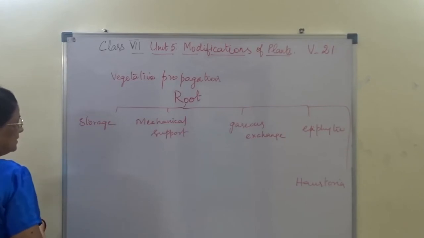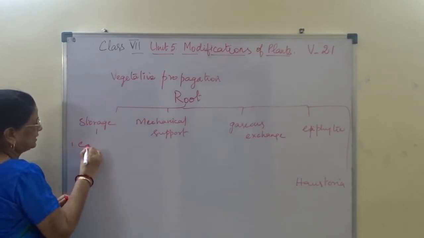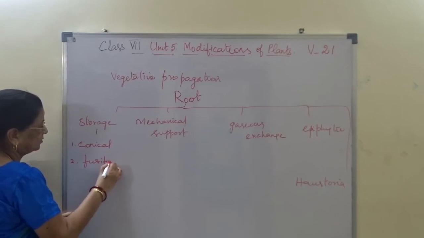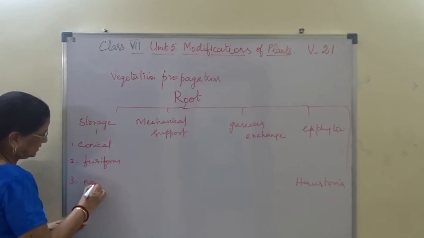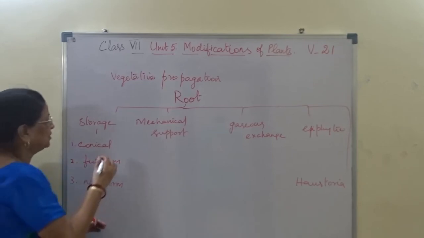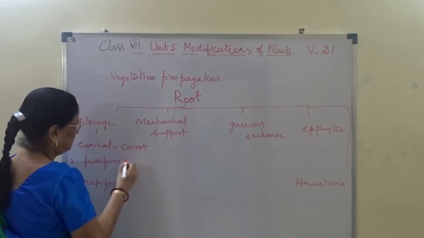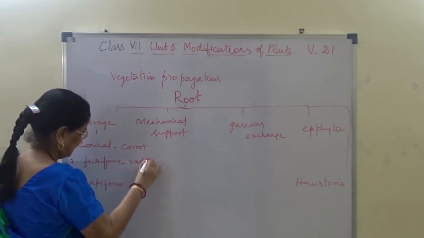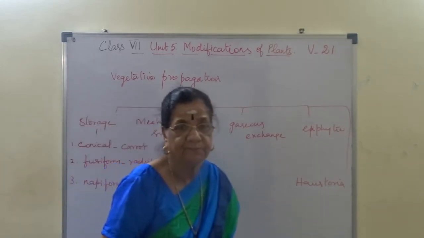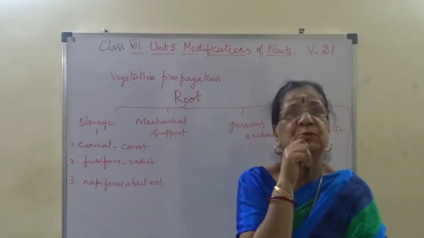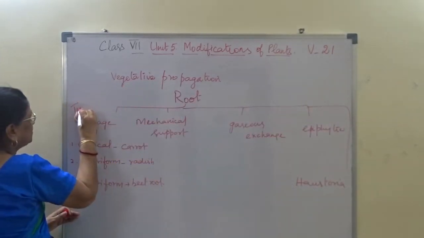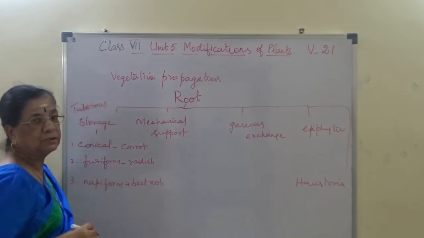Now in this, under storage, we have conical, fusiform and napiform. Conical example carrot, fusiform example radish and napiform example beetroot. These roots are said to be storage roots or it is also called tuberous roots.